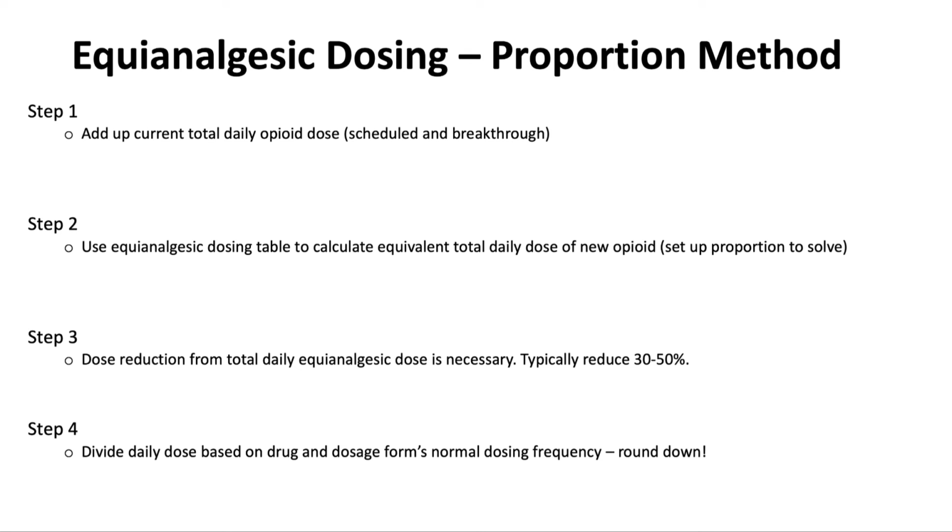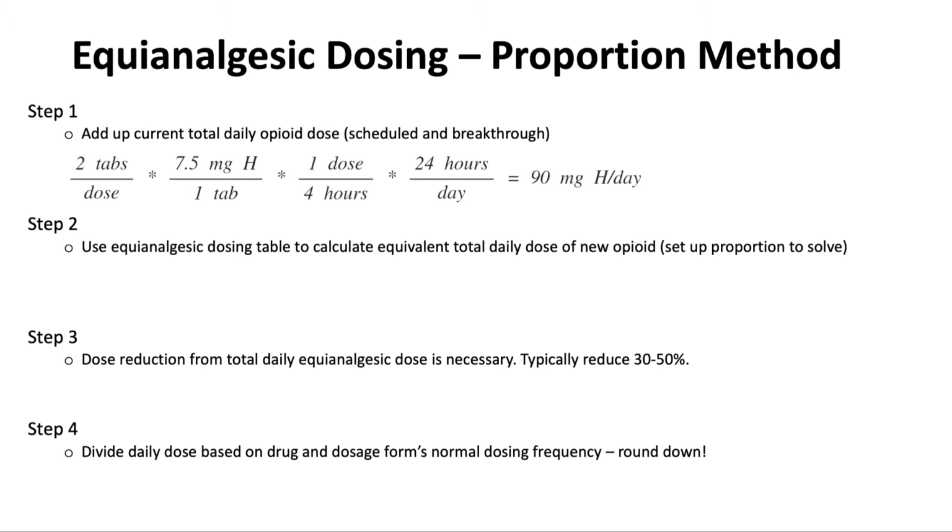So step 1 says to add up all of the current opioid dose for this patient. To do this, we'll start with the fact that the patient was taking 2 tablets for every dose. Every time they took a dose, they took 2 tablets. Multiply that by the fact that the tablet had 7.5 milligrams of hydrocodone per tablet. Now we can disregard the acetaminophen. What we're doing is switching from one opioid to the other, and so we don't have to factor in the acetaminophen. Now we know how much hydrocodone we have per dose.